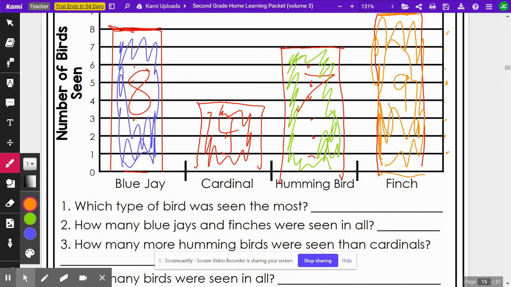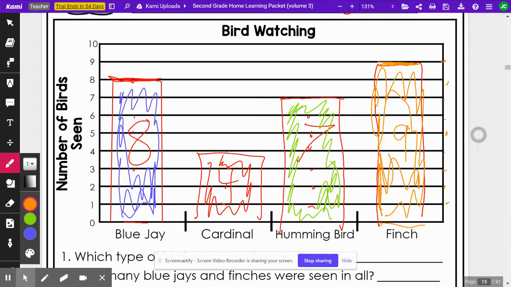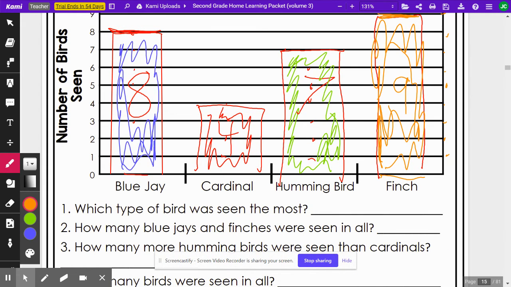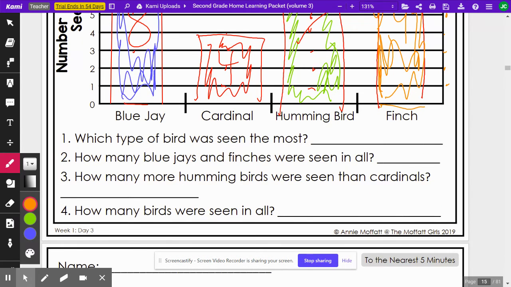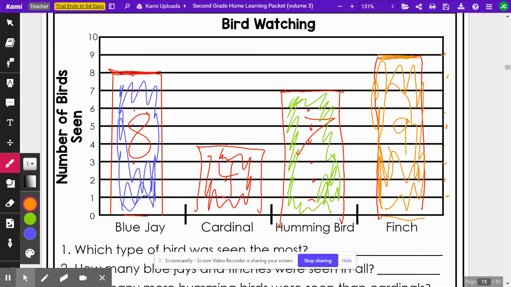So let's answer the first one. Which type of bird was seen the most? Well, let's see. We got 8, 4, 7, and 9. We can see that the number one that was seen the most was finch. The finches were the most. Finch. There we go.